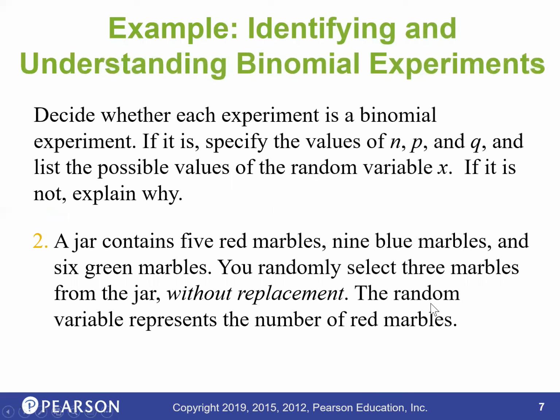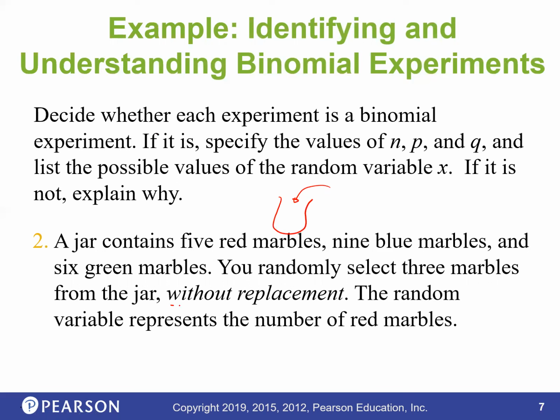How about this one? Talk to me about this. Tell me if this is a binomial experiment, yes or no. Give me N, P, Q and X if it is. So we got a jar. The jar contains 5 red marbles, 9 blue marbles, and 6 green marbles. And what you do is you take 3 marbles from the jar.